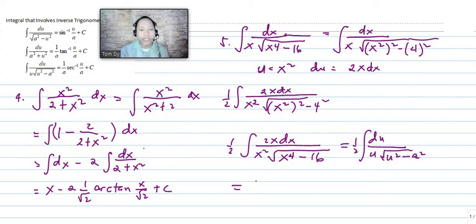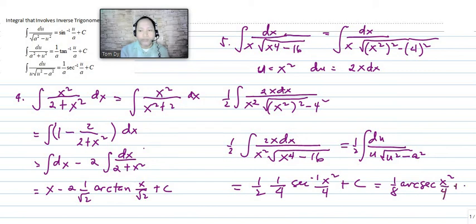Therefore, that is equivalent to 1/2. And then instead of writing du over u times the square root of u squared minus a squared, we have 1 over a arcsecant of u over a, where our a here is 4 and u equals x squared, plus c. So 1/2 times 1/4 equals 1/8 arcsecant of x squared over 4 plus c. That will be our final answer for example number 5.